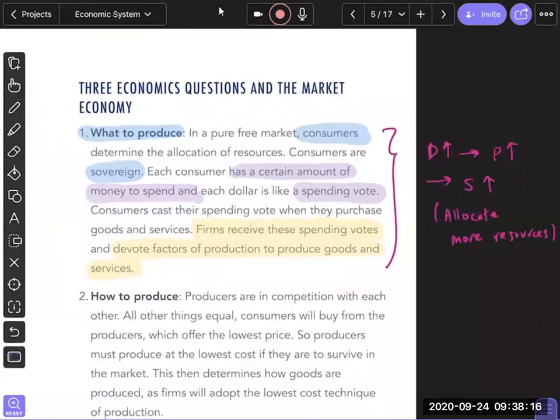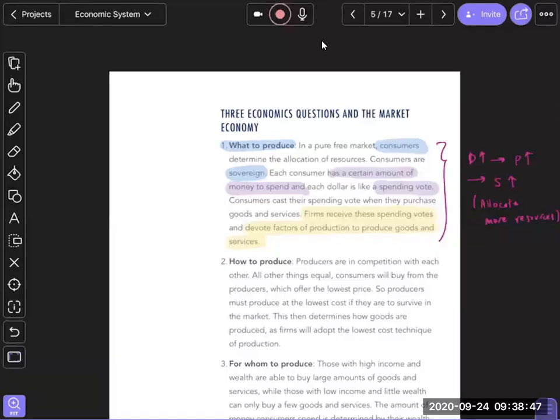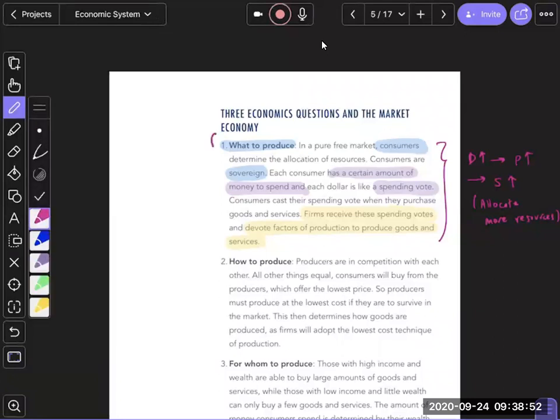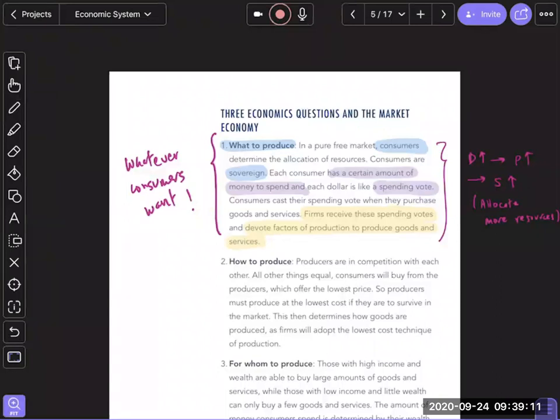Make sense, guys? Do we have any questions before we move on? So in short, what's the answer to this question, what to produce? The answer is whatever consumers want. Whatever consumers want will be produced in a free market economy. Exactly, whatever consumer demand. Good job, Cheyenne. Consumers are the ones that are making this decision.